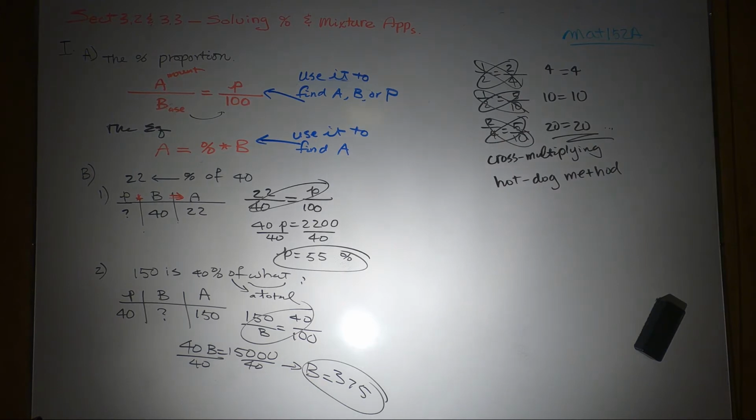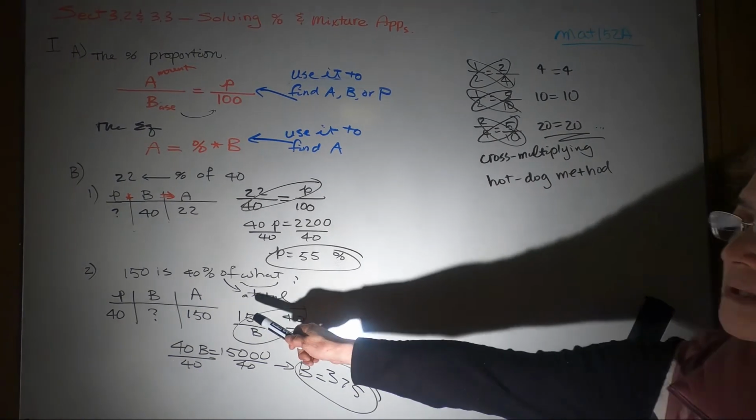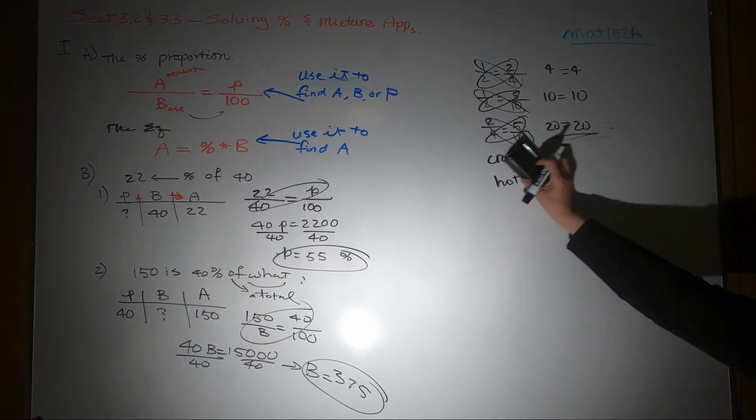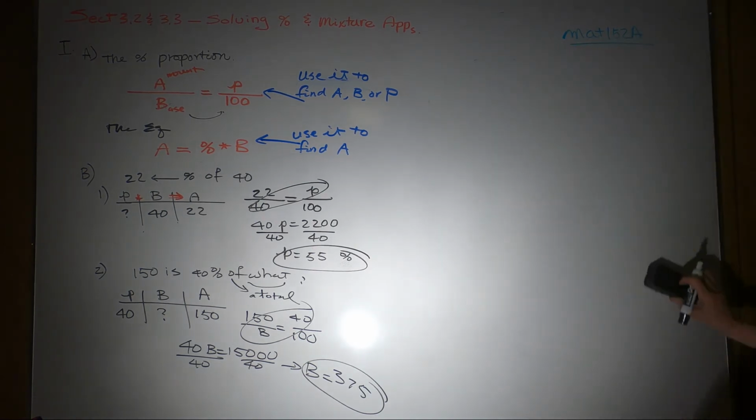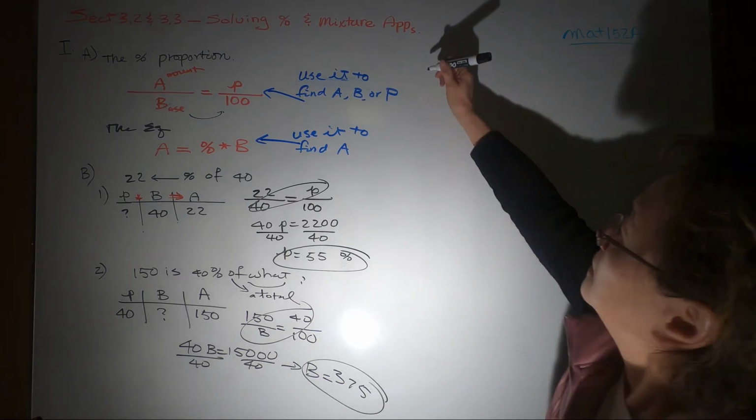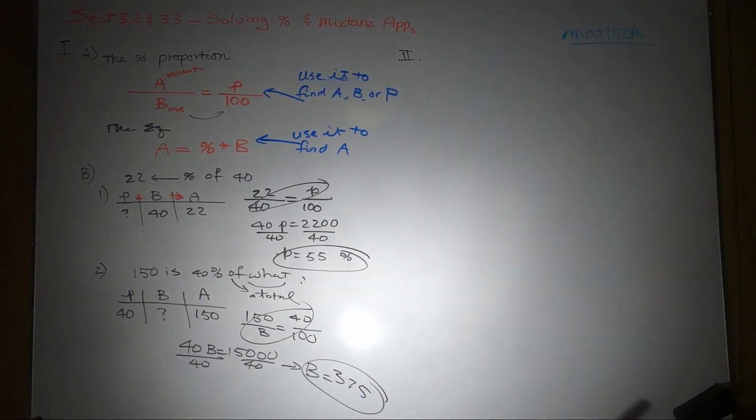Okay? So if you list the table like this, P, B, A, that would be easier for you to identify them. All right.